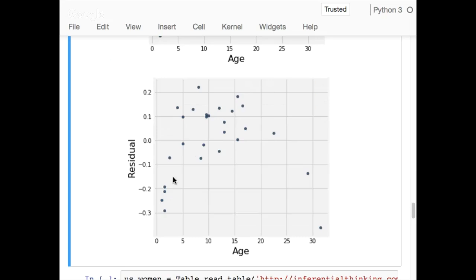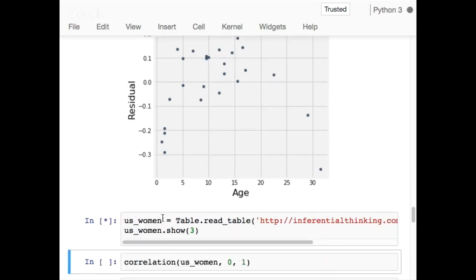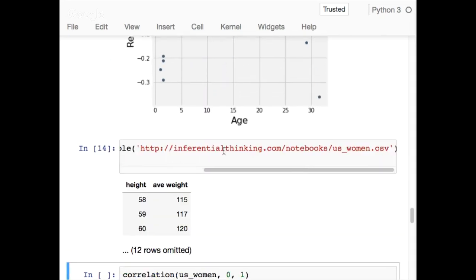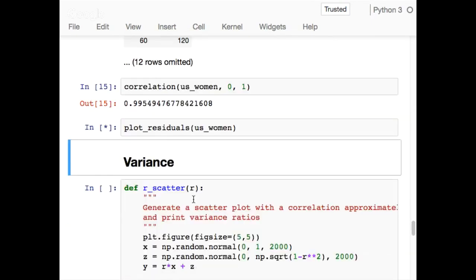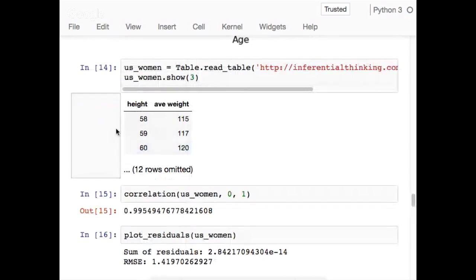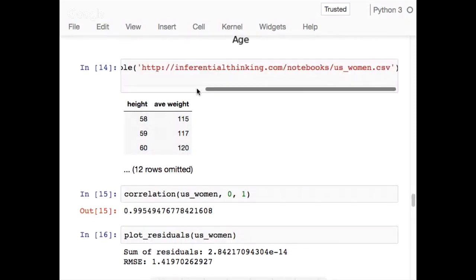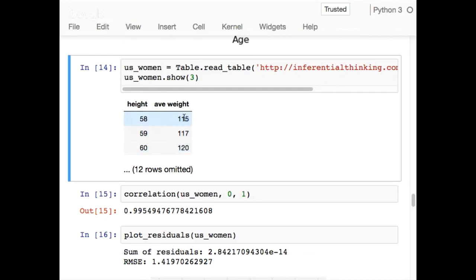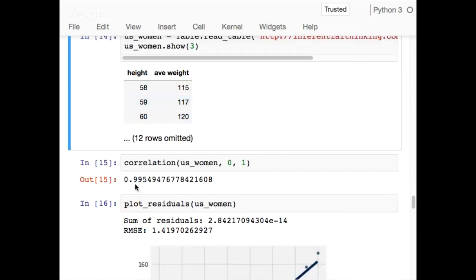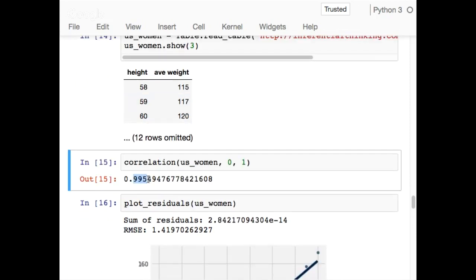Look at another example. So I have here data on US women. What we did here is look at US women and looked at how, I believe this is from the census some number of years ago. And what we did was we looked at the heights of women and took the average weight. So here's the height, here's the average weight. We know that the correlation is astonishingly high, so 0.99.